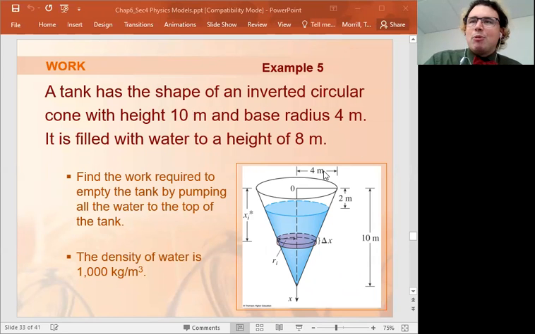So setting up the problem, we actually need to have some numbers going on. The shape of the tank is a cone whose height is 10 meters and whose radius is 4 meters. It's filled up to a height of 8 meters. What we are going to do is pump all of the water up to the very top of the tank. And for our information, the density of water is 1,000 kilograms per meter cubed.